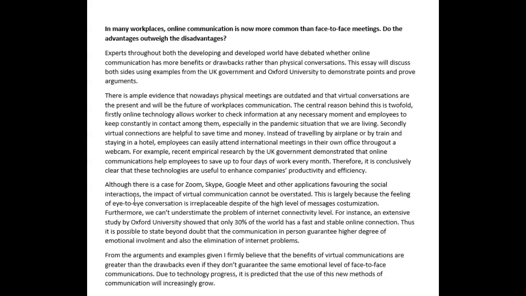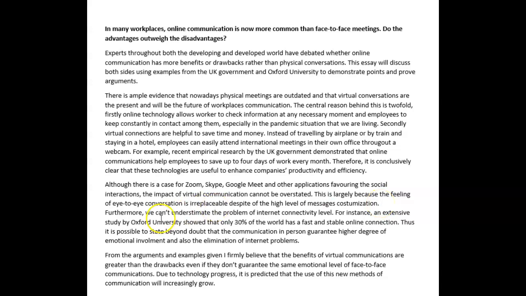Although there is a case for Zoom, Skype, Google Meet, and other applications favoring the social interactions, without the here, the impact of virtual communication cannot be overstated. This is largely because the feeling of eye-to-eye conversation, we don't really say this, the feeling of face-to-face conversation is irreplaceable despite the high level of message. I don't know what this means. First of all, we don't say despite of the, we say despite plus noun. So despite the high level. And then I didn't understand this messages customization. I don't understand what that means, I'm afraid.